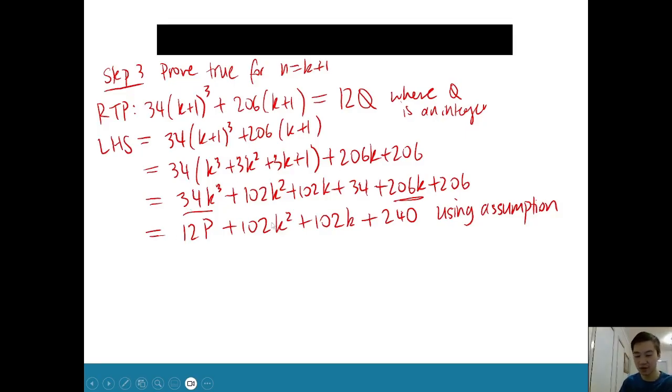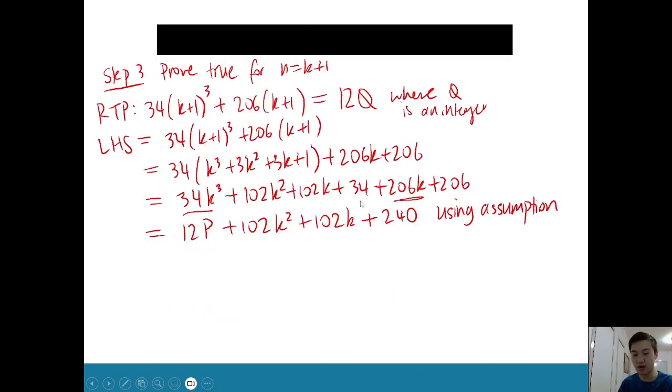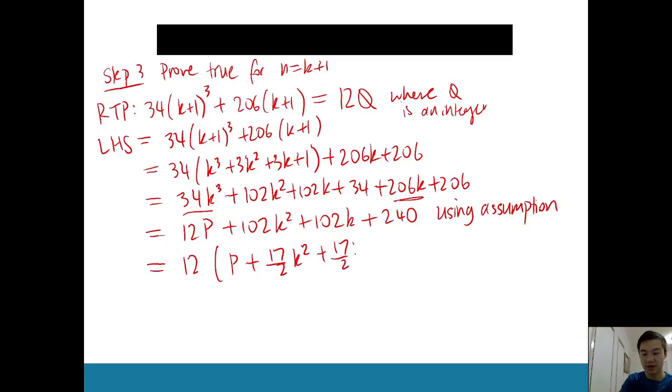So now what I can do is try to take out a 12 in front of all of these terms to see if it's divisible by 12. So what happens if I factorize out the 12? I'll get p plus 102 divided by 12, which is 8.5 or 17 over 2, k squared plus 17 over 2 k plus 20. When I do 240 divided by 12, yep, 20 like that.